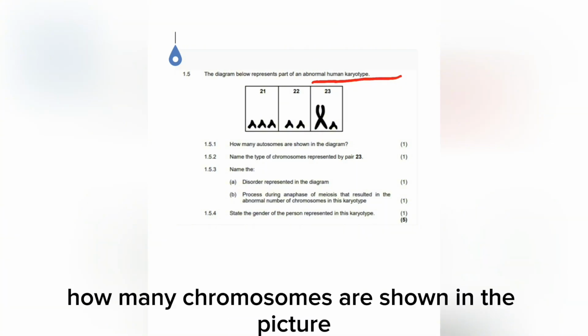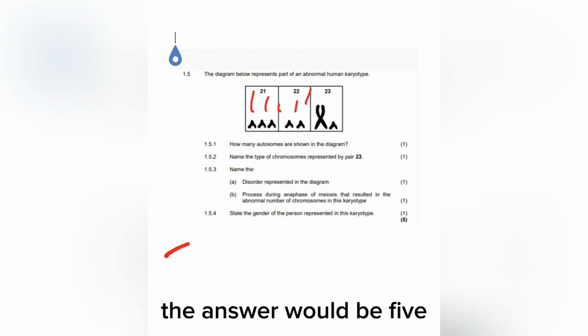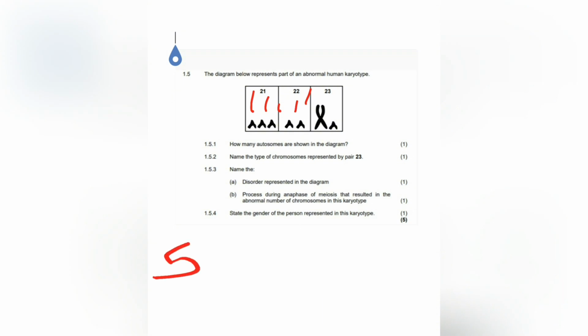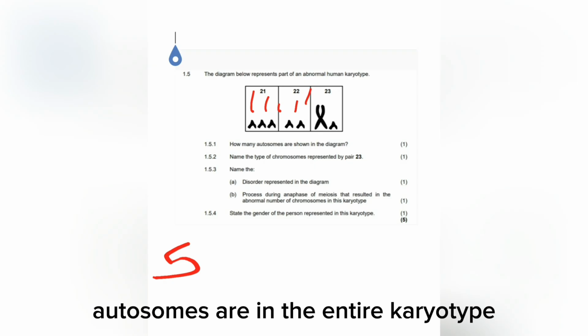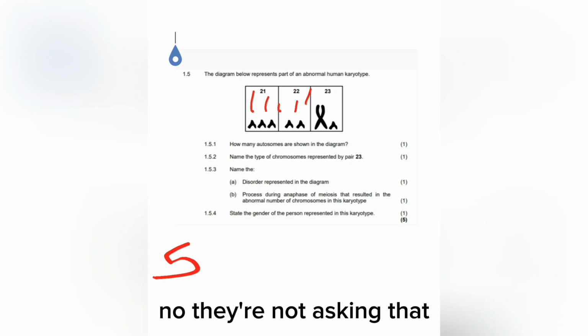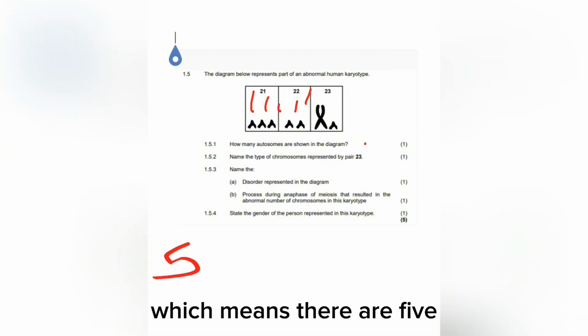So they say, how many autosomes are shown in the diagram? 1, 2, 3, 4, and 5. So the answer would be 5. Okay, sorry. They're not asking how many autosomes are in the entire karyotype. No, they're not asking that. They're asking how many autosomes are shown in the diagram, which means there are 5.